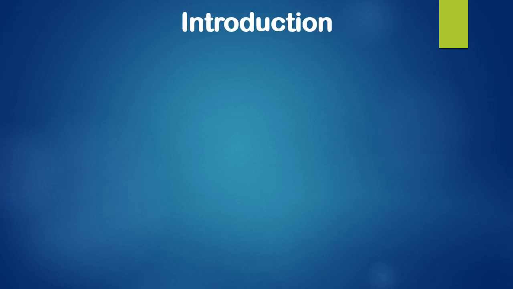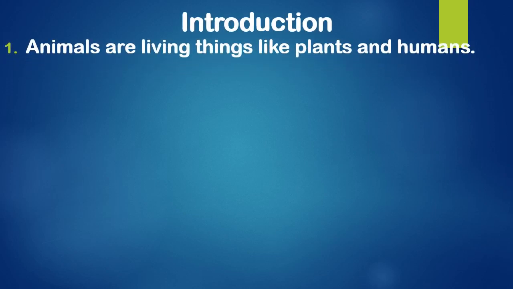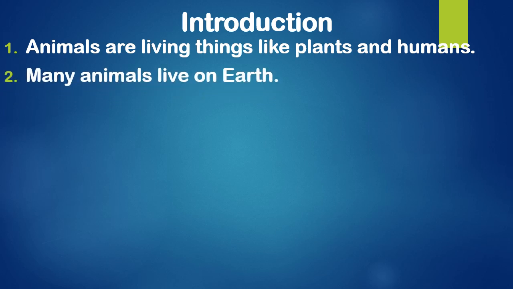Introduction. Children, as you all know, animals are living things like plants and humans. They can grow, they can breathe, they can eat, they can move from one place to another like us. Many animals live on earth. You must have seen many animals around you at your home, on the streets, or even around the school.